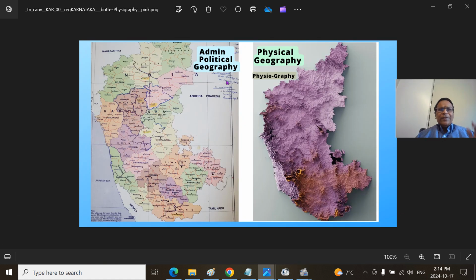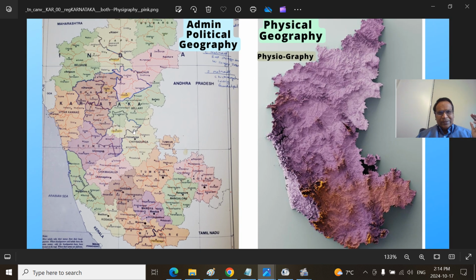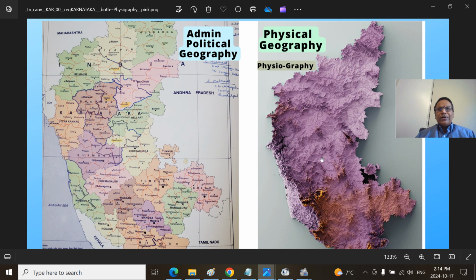This is the difference between political geography, administrative geography, and physical geography, also called physiography. Here you see the administrative geography, two-dimensional: the provinces, states, union territories, the districts, and tehsils, taluks. Whereas here is the physiographic map of the same province, where you can look at physical features: the mountains, the plateaus, the peneplains, the water bodies. This gives you a broader and deeper understanding of the region. Consequently, the current socio-political economic regions can be mapped to this.